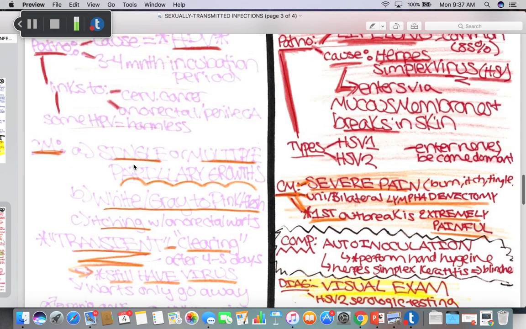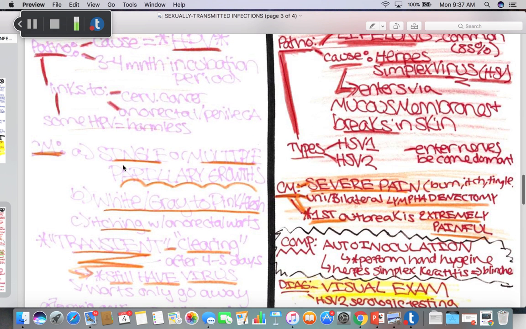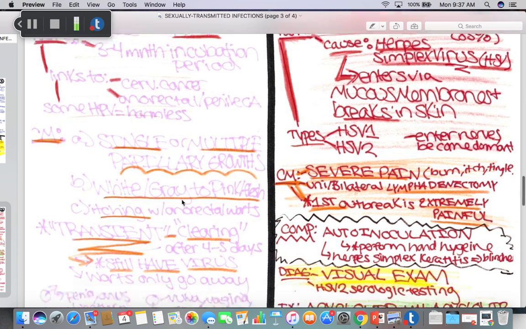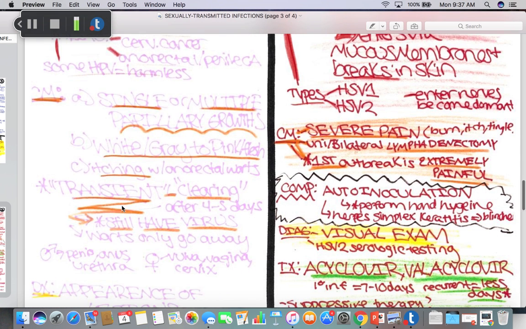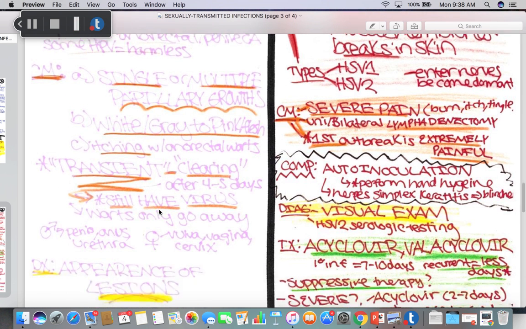So genital warts clinical manifestations are single or multiple papillary growths that are white, gray to pink or fleshy color. It's going to have itching with anal rectal warts, and there's going to be transient clearing after 4 to 5 days, but with this transient, quote-unquote, clearing, the patient's still going to have the virus, only the warts are going away.